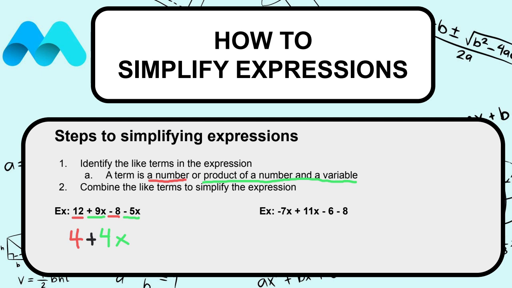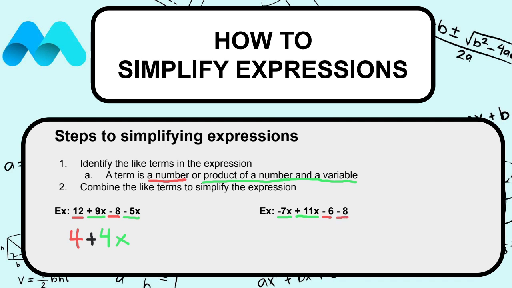Now let's move on to example number 2. Negative 7x plus 11x minus 6 minus 8. We're going to follow the same steps here and identify the terms. Negative 7x would be the product of a number and a variable, so we're going to underline that green. Then plus 11x, same thing, the product of a number and a variable, so we underline that green as well. Now we have minus 6, that's just a number, and then minus 8, also just a number.